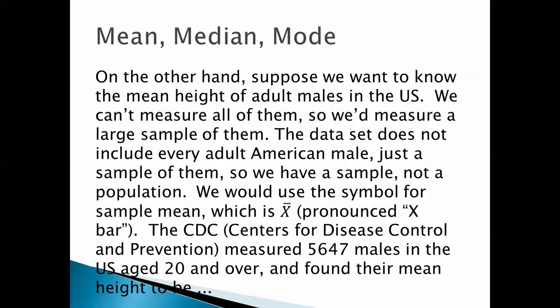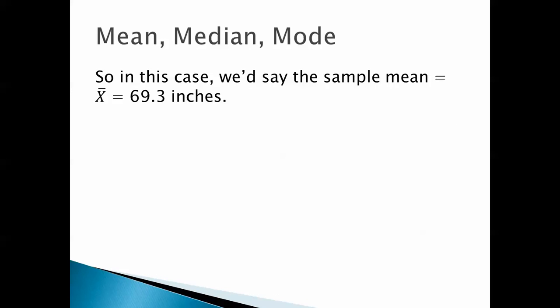The CDC, the Centers for Disease Control and Prevention, for example, measured 5,647 males age 20 and over, and found their mean height to be, can you guess what it is? 69.3 inches. So in this case, we'd say the sample mean x bar equals 69.3. We don't know mu. We will never know mu. But if you get enough data, x bar is going to be pretty close to mu.